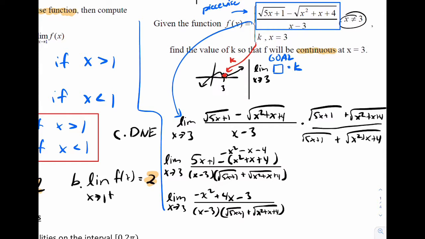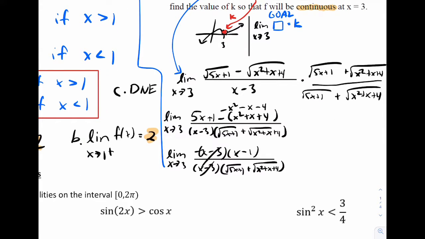Hopefully you notice that top part is factorable. So I'm going to factor that negative out right there, so that's plus. Let's make that a minus. And now, hopefully you see it. That actually factors to x minus 3, x minus 1. So I'm going to erase this here. And look at that, the x minus 3's cancel.